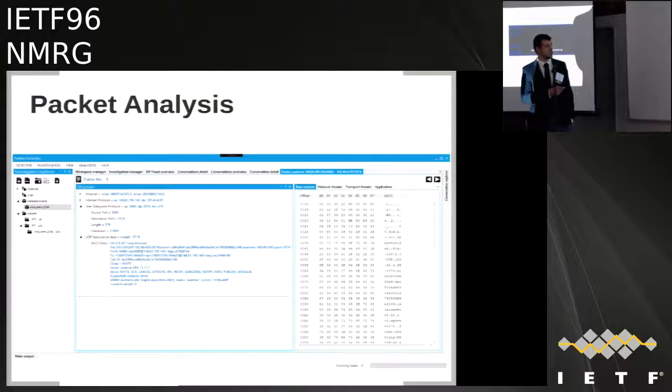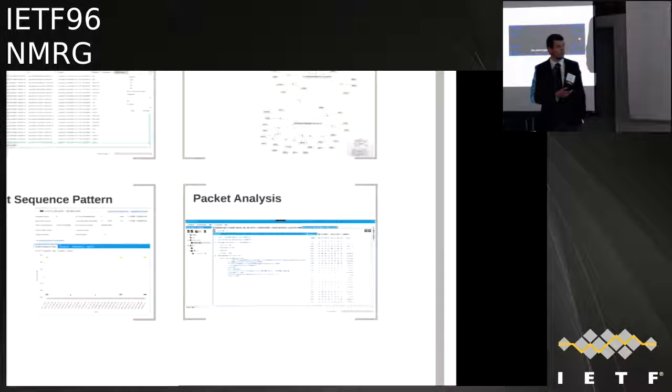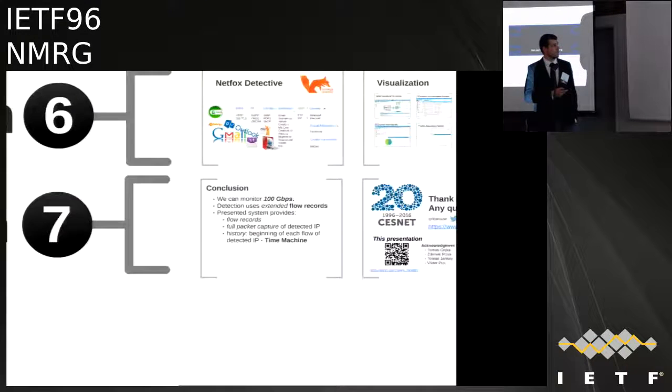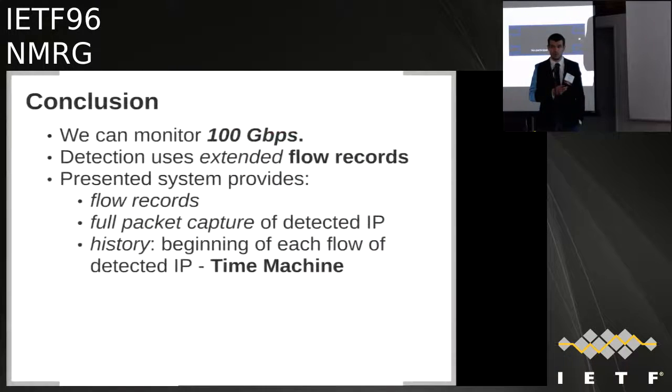So, to conclude this presentation, we've developed the technology to monitor 100G. We've extended the flow records with application identifiers, and this extension has been implemented into FPGA. The present system provides flow records and full packet capturing on 100G, and it enables you to see the history of the communication from the point where the attack actually occurred on the network, and to bridge the gap before the detection. So you get all the data in the capacity.